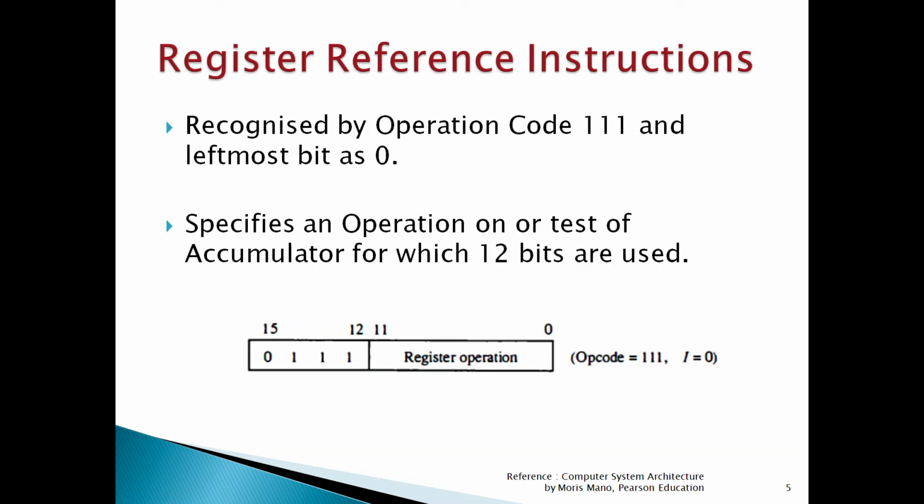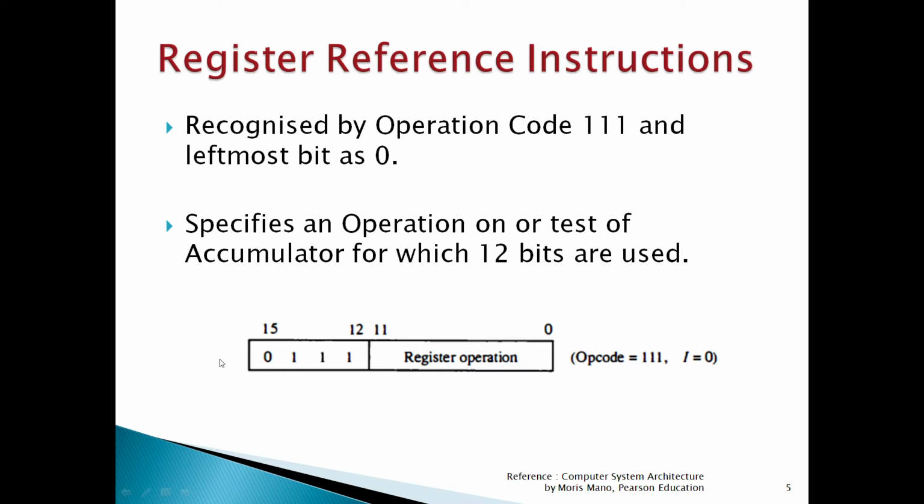Whereas about the register reference instructions, here the operation code is fixed, that is 111, and the I bit is placed as a 0. And the operation is specified on the test of the accumulator, because it is a register operation. Then the operation will involve at least one register which is known as the accumulator. Therefore, it specifies an operation instead of the address. It specifies an operation on a test for the use of the accumulator with the 12 bits address code.